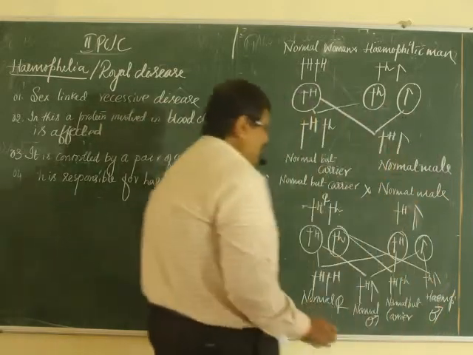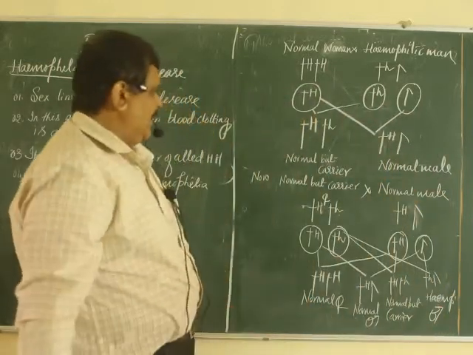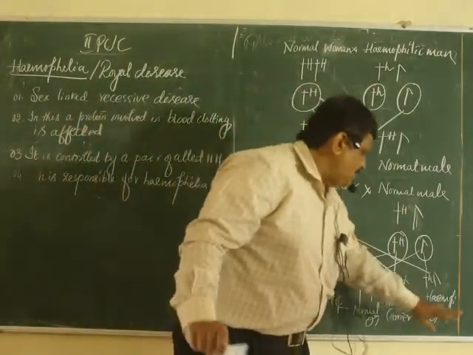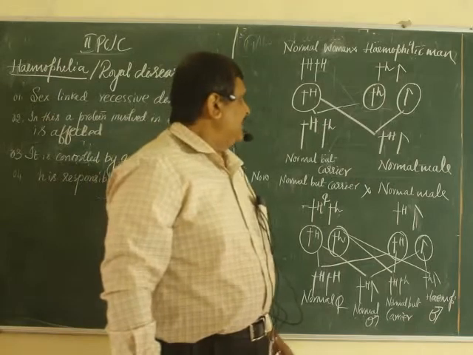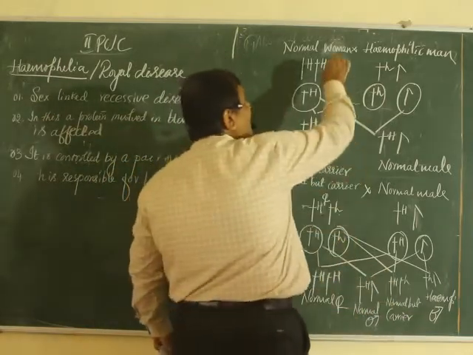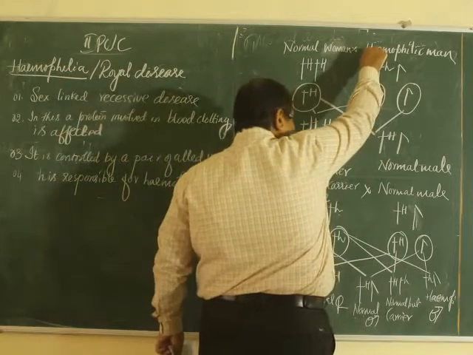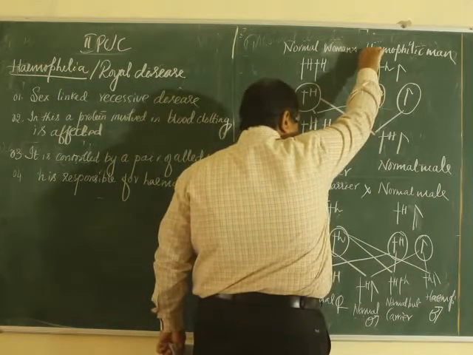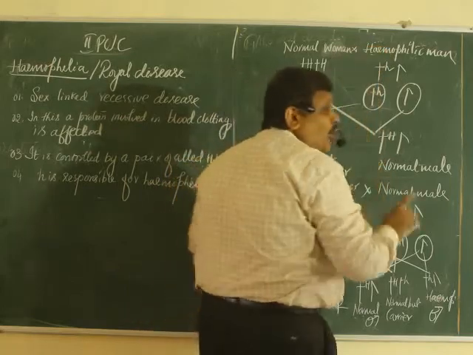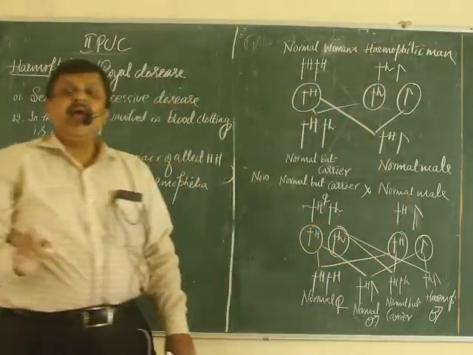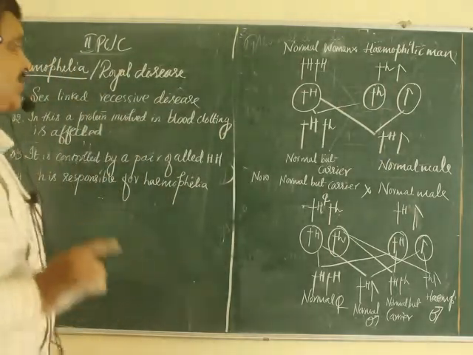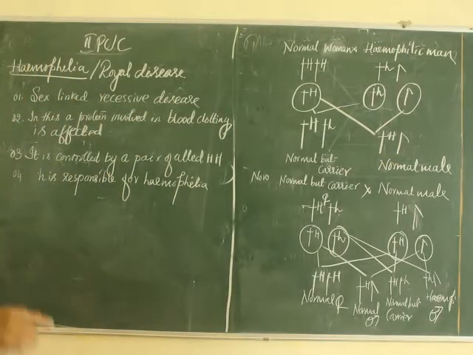You can see here, my dear students, in the F2 generation the male offspring is diseased, but that disease has been transferred from the grandfather, through the mother of the affected child, in a crisscross or zigzag manner.